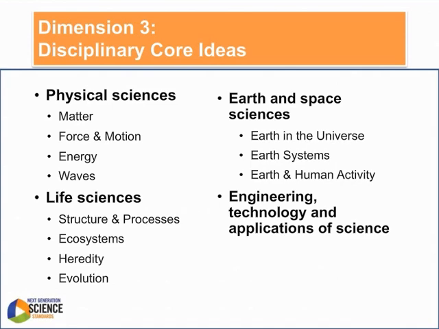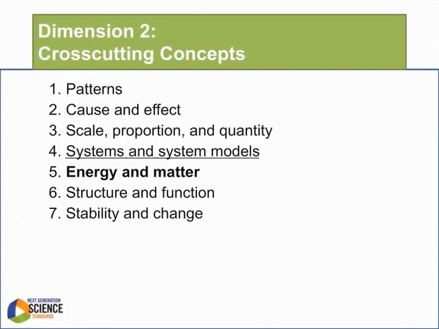One of the big shifts in the Next Gen is that in the past, we've had three domains in our disciplinary core ideas. We've thought of physical science, life science, and earth space science. Well, now we're adding this fourth domain, which is engineering, technology, and applications of science. So engineering is in the practices, and then there are also disciplinary core ideas about engineering that we want kids to understand. So cross-cutting concepts are the third dimension in the Next Generation Science Standards.